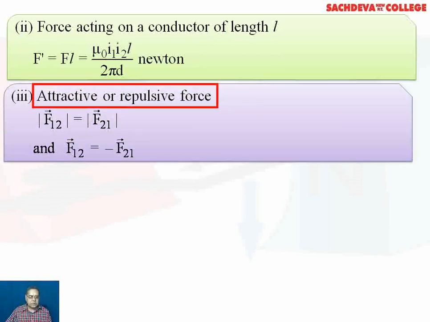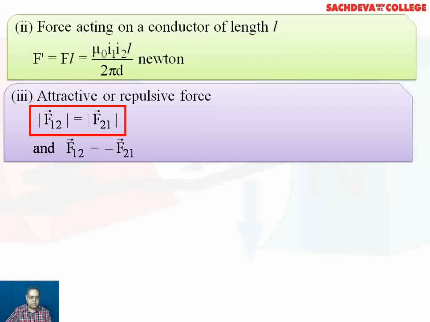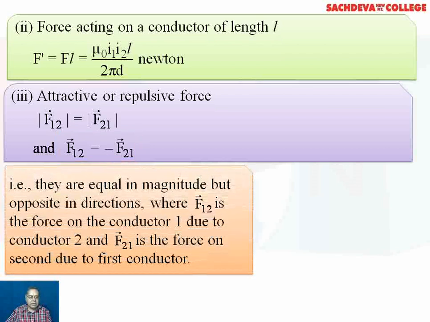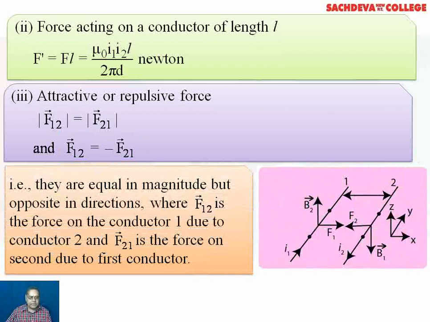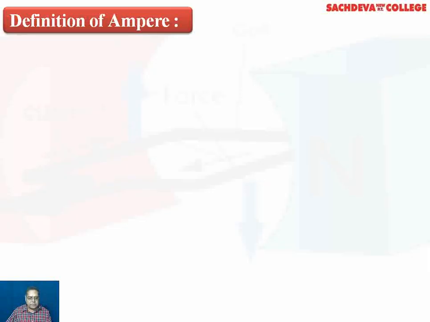For the attractive or repulsive force, the modulus of force on first with respect to second is equal to force on second with respect to first. So the magnitude will be F12 equal to minus F21. They are equal in magnitude but opposite in direction, as shown in the figure, where F12 is the force on conductor 1 due to conductor 2 and F21 is the force on the second due to the first conductor.